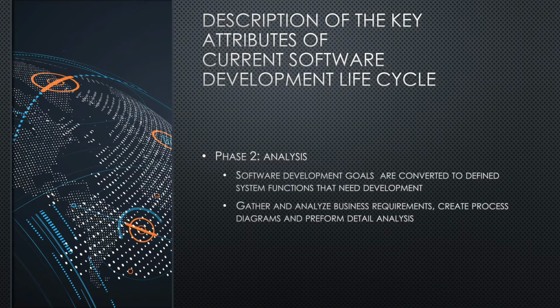The second phase in a software development life cycle is the analysis stage. During the analysis stage, software development goals are converted to define system functions that need development. Gathering and analysis of business requirements, creation of process diagrams, and detailed analysis are done during this phase.